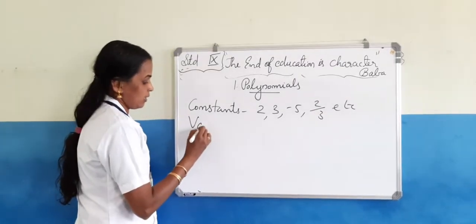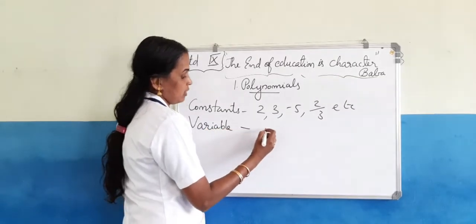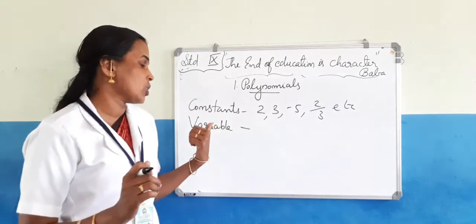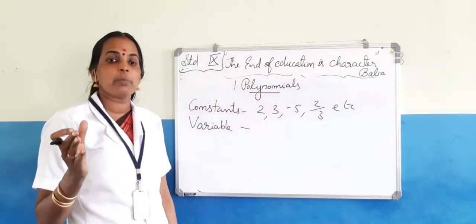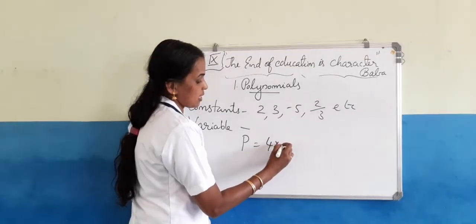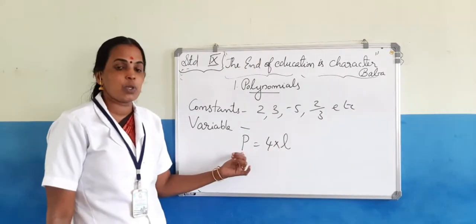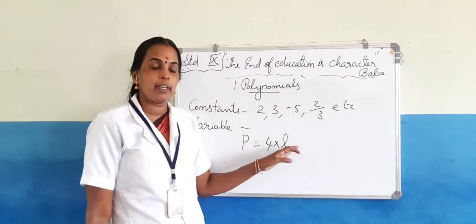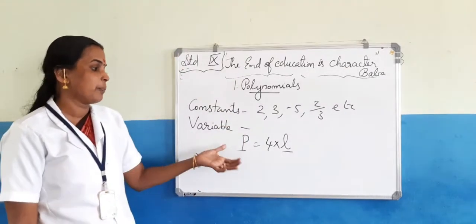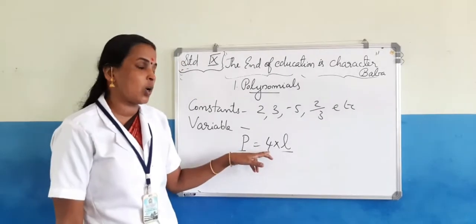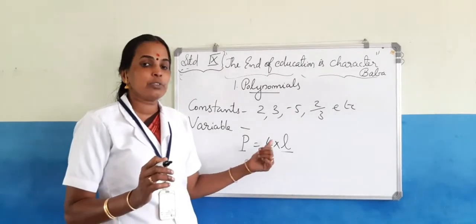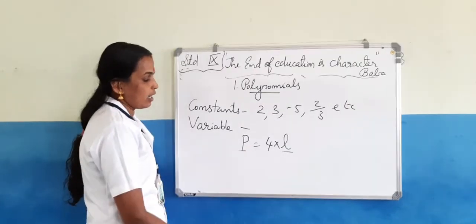The next one is variable. Variable means something that can vary. Vary means change. That means a variable can receive any value. That is why it is called a variable. It does not have a constant value. According to the situation, it may change. For example, the perimeter of a square is 4 into side. Suppose the side is L. If L changes, the perimeter also will change. So according to the situation, this perimeter P and L may change. They have no particular value. That is why here P and L are called variables. But 4 is a constant here. 4 has a particular value. For all questions, for finding the perimeter of a square, perimeter equals 4 into L. So here P and L are variables.